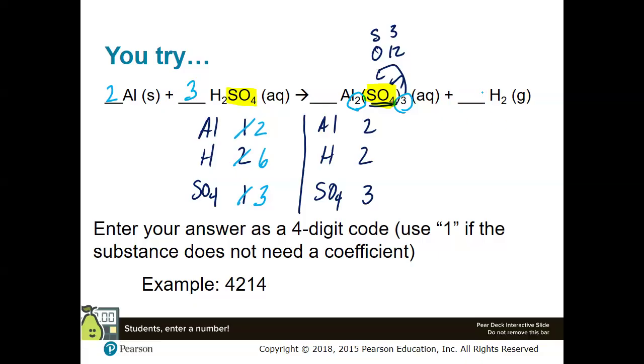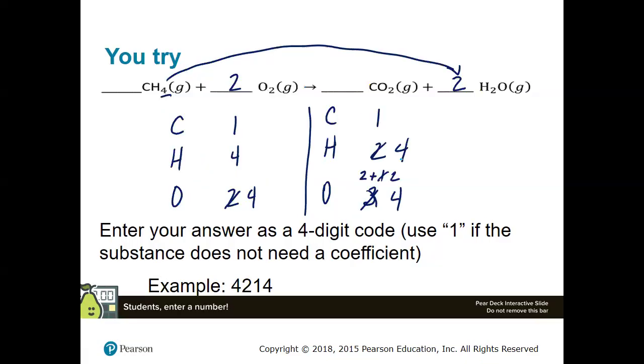But hydrogen's by itself over here. To get 6, I multiply this by 3. 3 times 2 gives me the same 6. Now it's balanced. So in pair deck, you would enter this as 2, 3, 1, 3, because all you're doing is just adding the coefficients in as the code. For the previous problem, I think it was 1, 2, 1, 2. Yeah, 1, 2, 1, 2 was the code for the previous one.